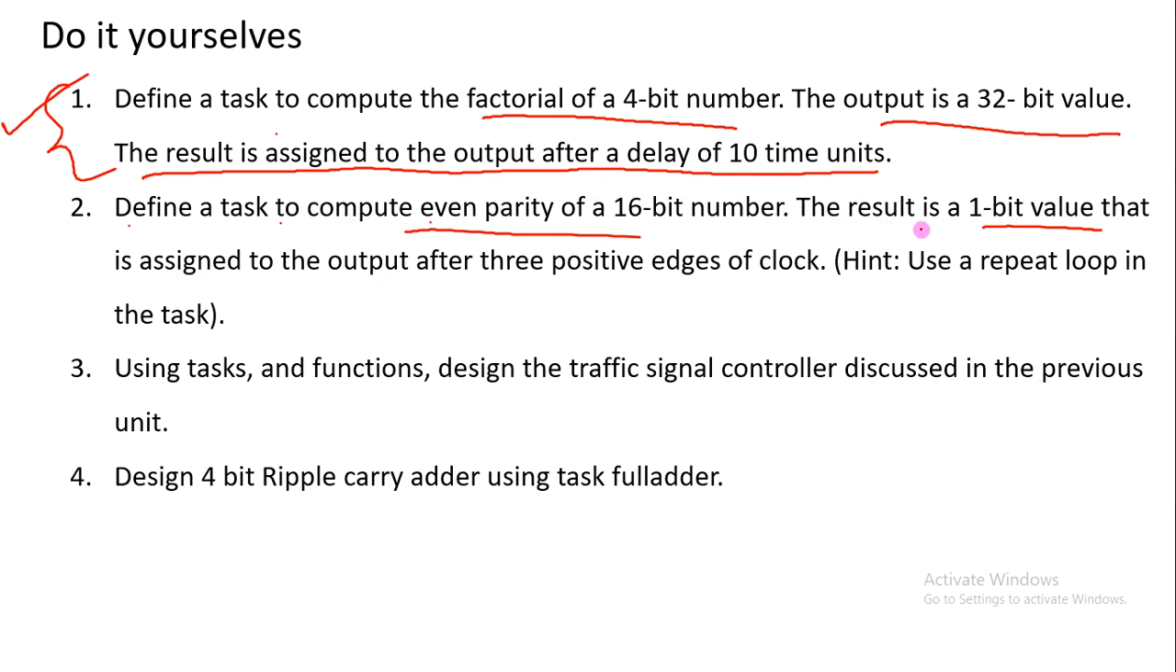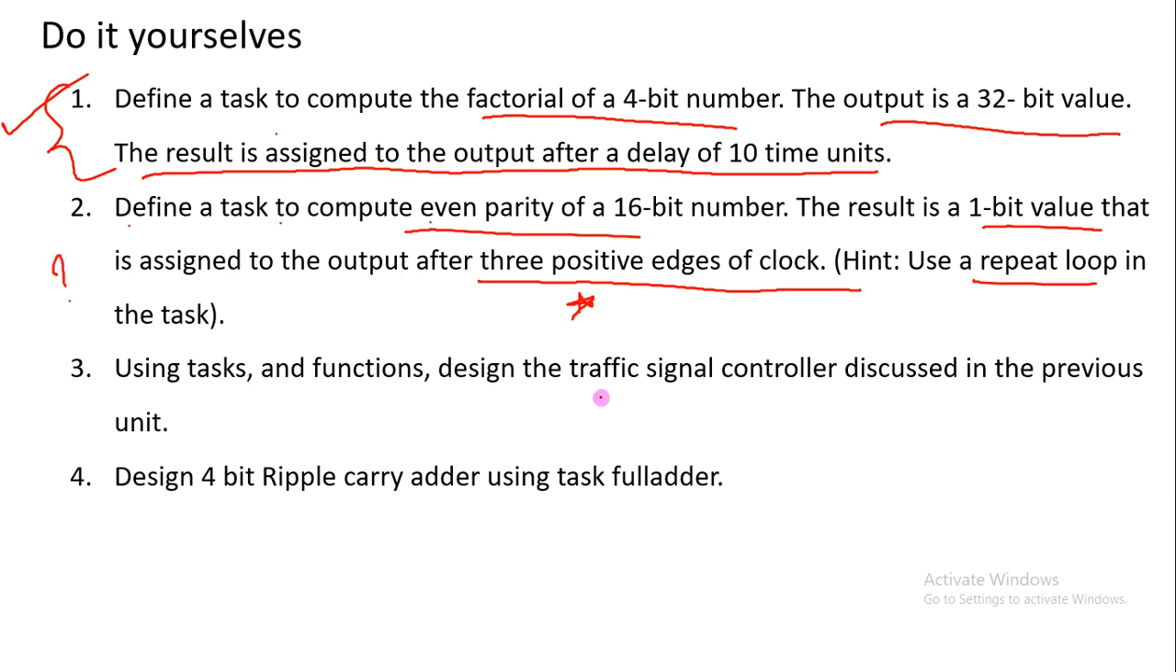So what is the change here is the result, 1 bit, is assigned to the output only after 3 positive edges of the clock. So this is the important thing. I want you to assign the output only after 3 positive edges. The hint is given: use a repeat loop. So this is a task you need to carry out.